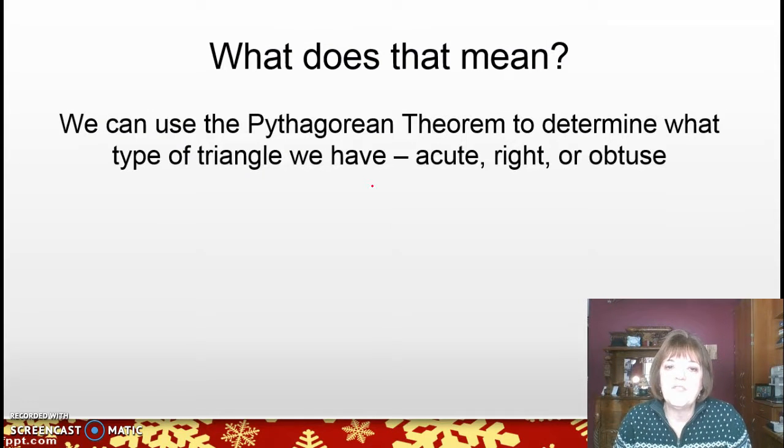So what did we just realize? We can use the Pythagorean theorem to figure out what kind of triangle we have. If c squared equals a squared plus b squared, we know we have a right triangle. We've known that for a week or two now. But if c squared ends up bigger than a squared plus b squared, we've got an obtuse triangle. And if it ends up smaller, we've got an acute triangle.